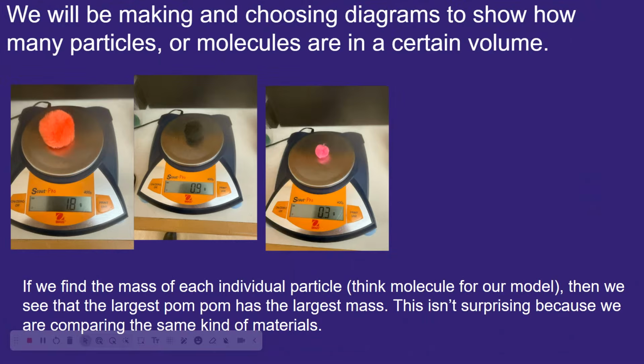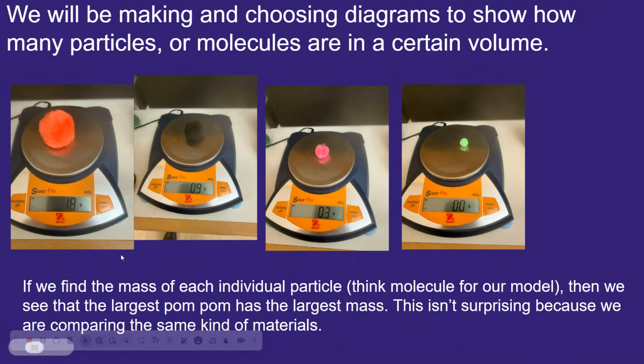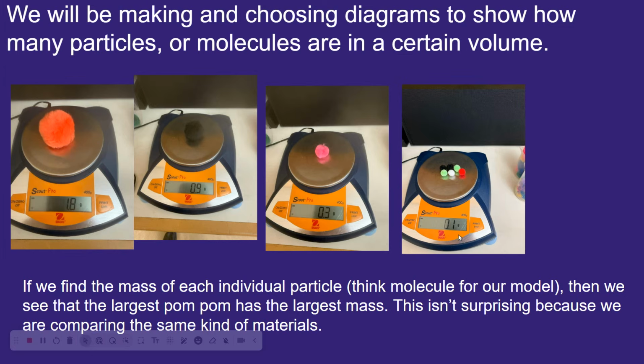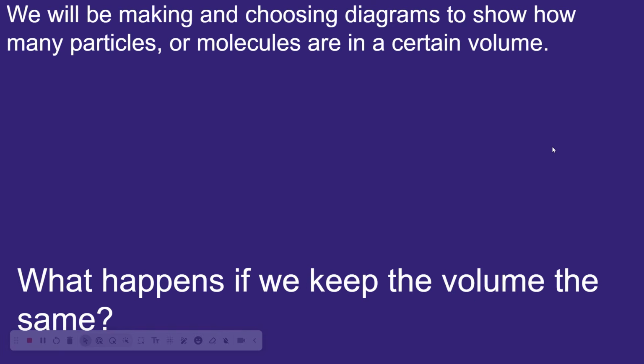Okay, let's look at these pom-poms. If we find the mass of each pom-pom, it is no surprise that the bigger one has more mass. The bigger one is 1.8, 0.9, 0.3, 0.0. In fact, this tiny one is so tiny, it takes 6 of them to even show up on the scale, to even show up as 0.1 or a tenth of a gram. If we find the mass of each individual particle, we're going to use these as molecules, right? Then we see the largest pom-pom has the largest mass. But what if we kept the volume the same? How can we keep the volume the same?